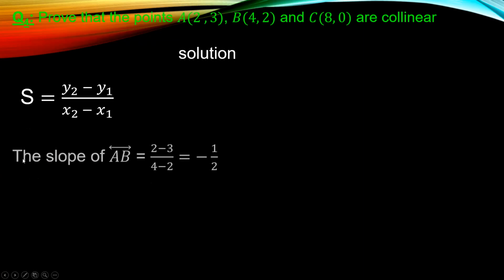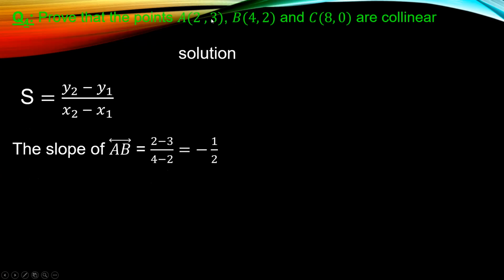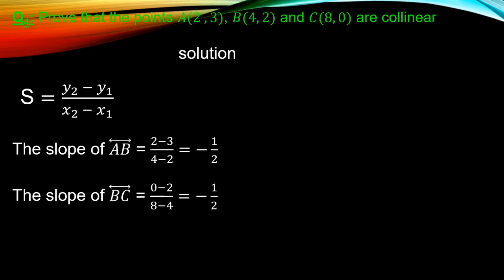Let's get the slope of AB, equal to 2 minus 3 over 4 minus 2. 2 minus 3 equals, sorry, -1. And 4 minus 2 equals 2. So the slope of AB equals -1/2. Here the slope of BC will be 0 minus 2 over 8 minus 4. 0 minus 2 equals -2, and 8 minus 4 equals 4. So it will be -2 over 4, and in the simplest form, it will be -1/2.